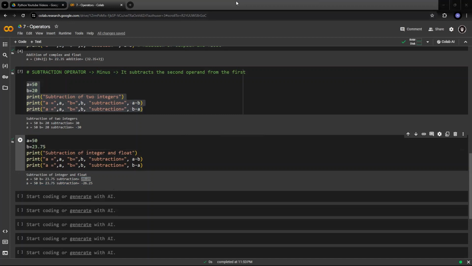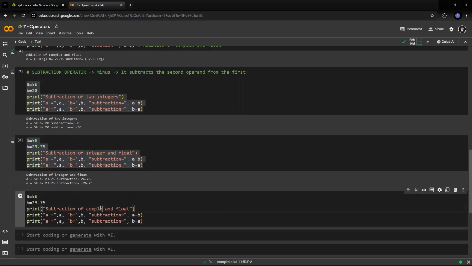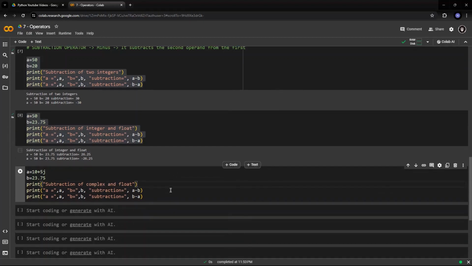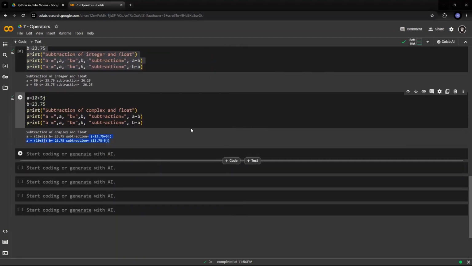Same way, if I try to do it for complex and float, we'll use the same example. Let me make this a complex number as 5j. Subtraction of complex and float. So A minus B, I'll keep it that way. Let me run this. So we have A as complex, so you get a complex number again. So this is how subtraction works.